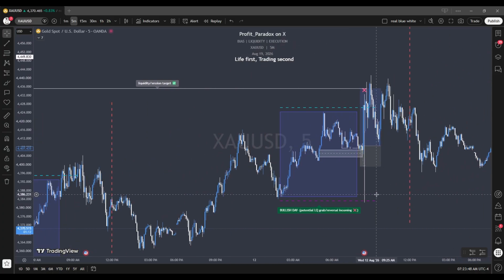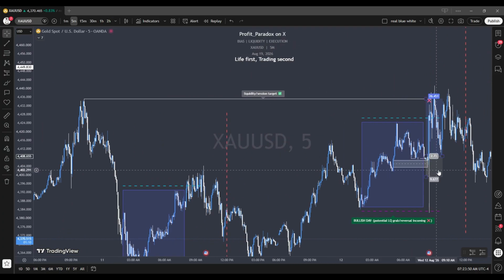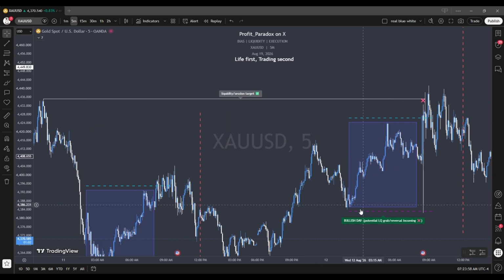And this day was the CPI day, so let me remove this as well. I did get stopped out of this trade. It wicked me out, but the day printed bullish, right? So we start looking for buys at 8 AM and price should deliver up into the session target, which it eventually did, but not before the news came and I guess wicked everyone out after that trade.